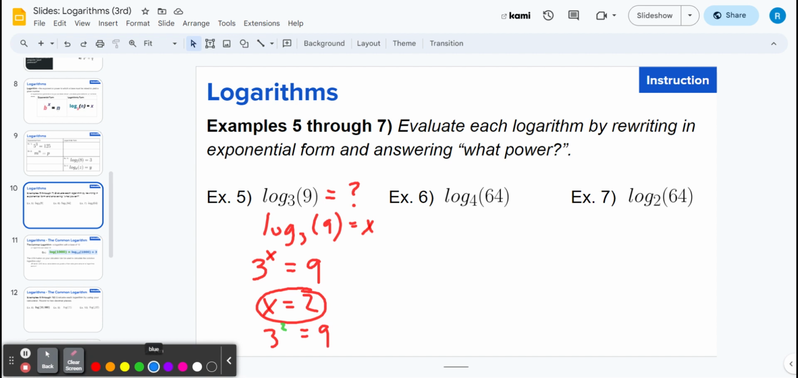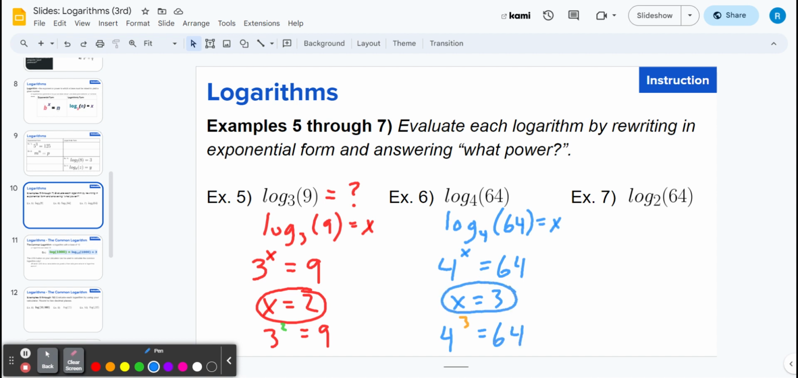Similarly, we can do that with log base 4 of 64. I like to write that variable at the end to say we're solving for some unknown. Log base 4 of 64 equals x. And then I'm going to write base 4 to the x power equals 64. And I should be able to determine from that x equals 3, because I would need to do 4 to the third power equals 64. So my answer is 3 if I was trying to evaluate that logarithm.